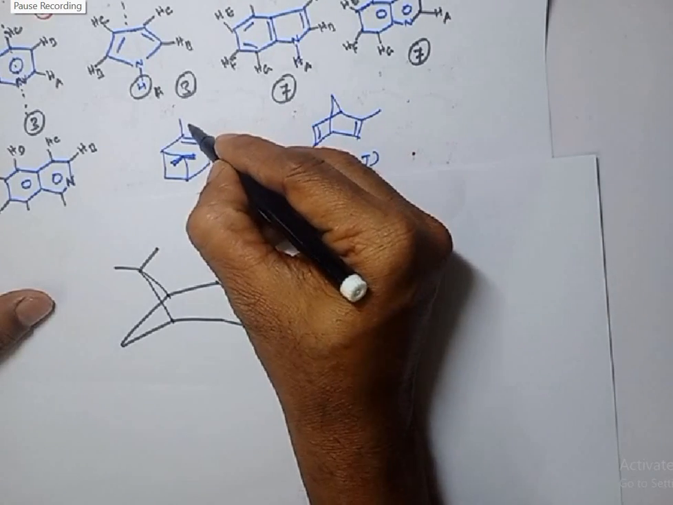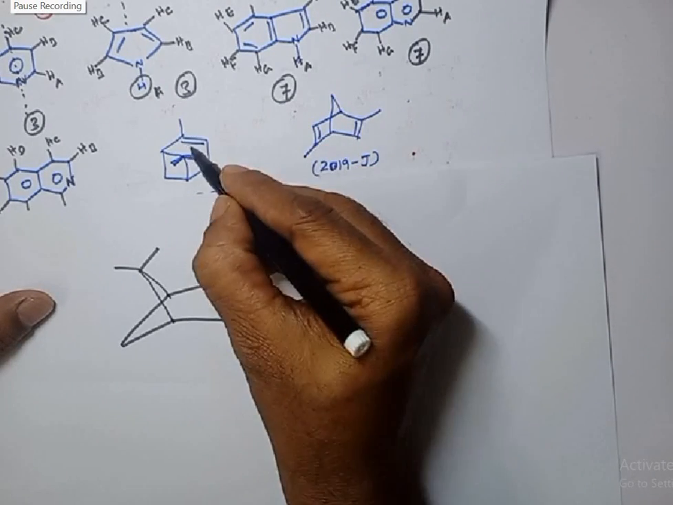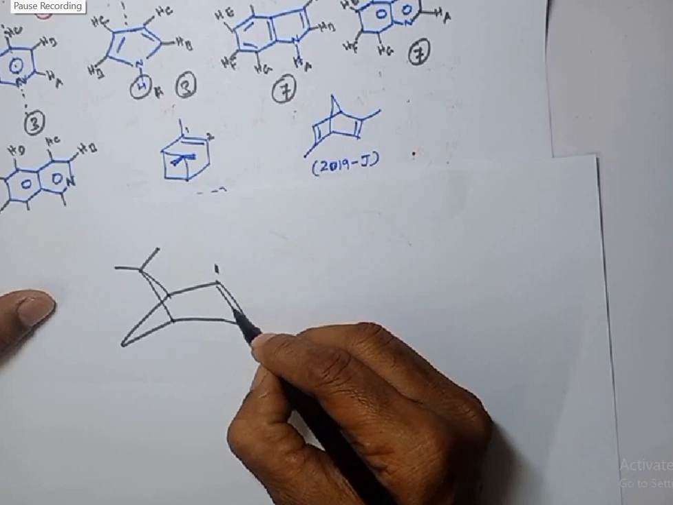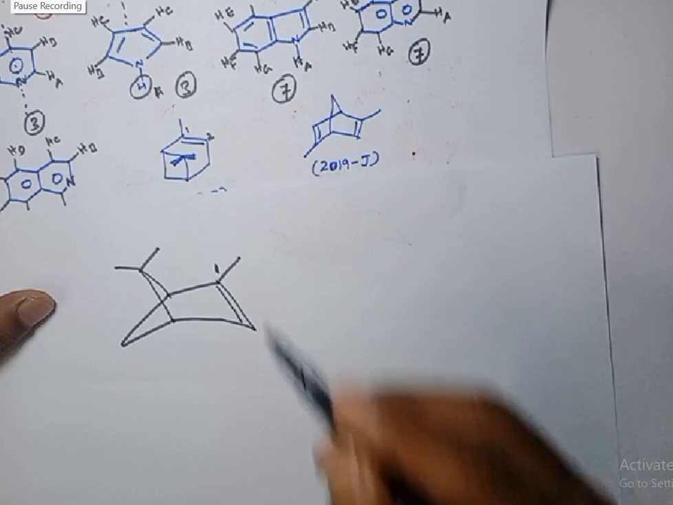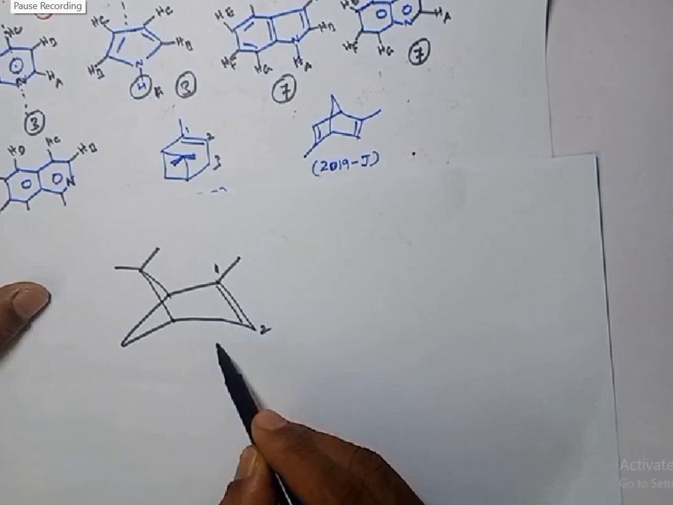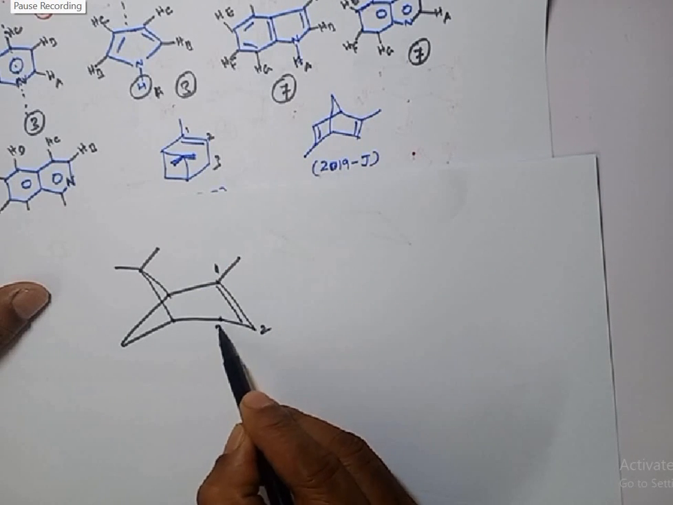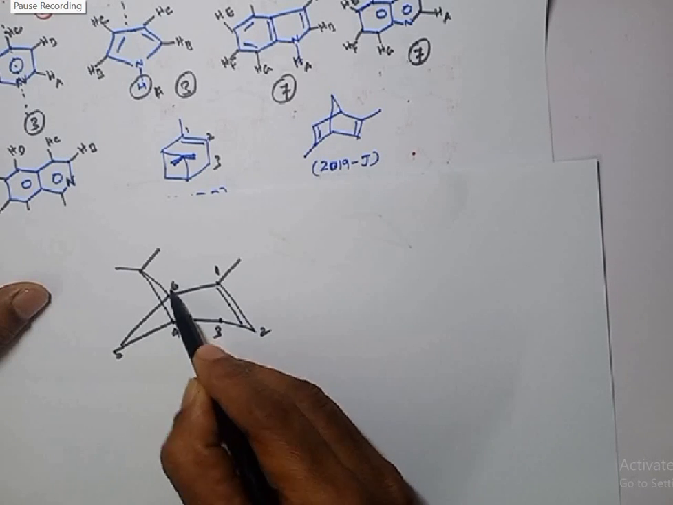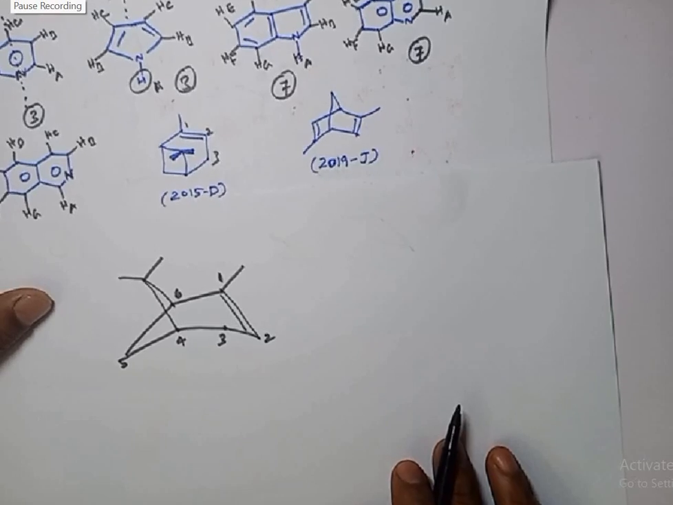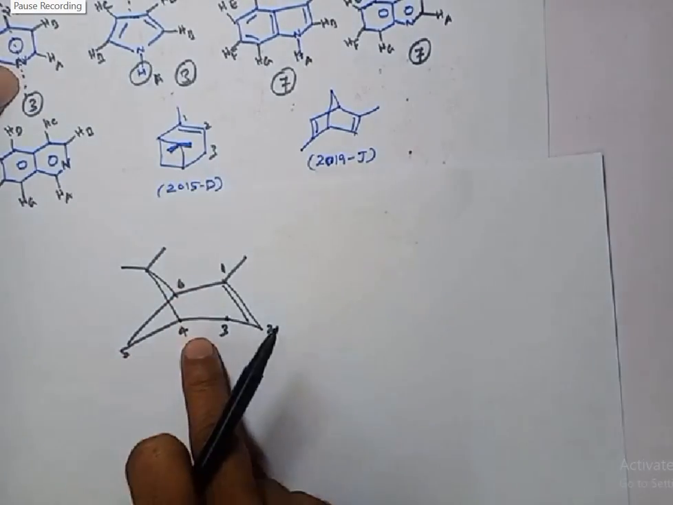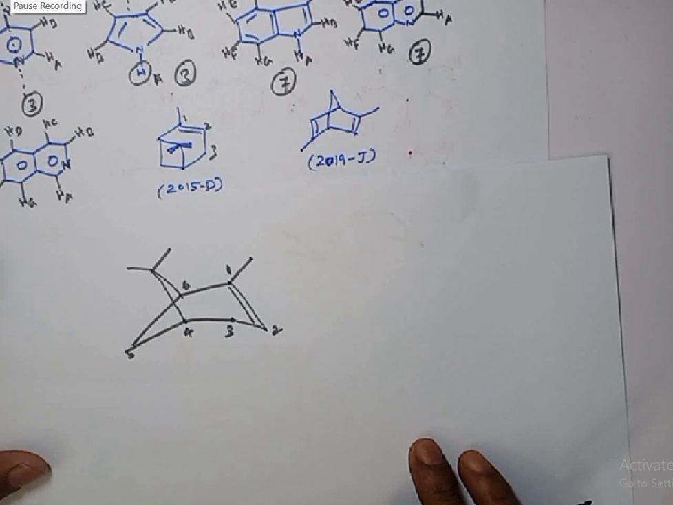So let me take this as carbon 1. Between carbon 1 and carbon 2 we have a double bond. So let me put a double bond here, and we have a methyl group here. Okay, methyl group. So 1, 2. This is carbon number 3, and this is 4, 5, and this is carbon number 6. Okay, yeah. So I have drawn this compound in this manner. They are actually one and the same.